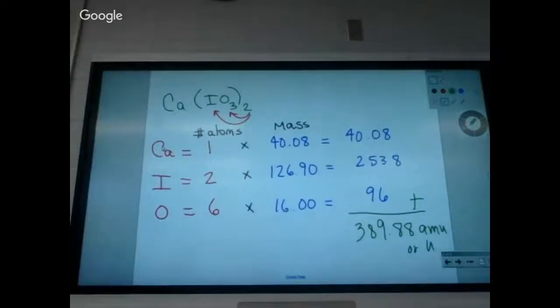How do you know you use AMU? Because it's a mass. Remember when we found average atomic mass on the last math problem that was on the last quiz we did. That's math.